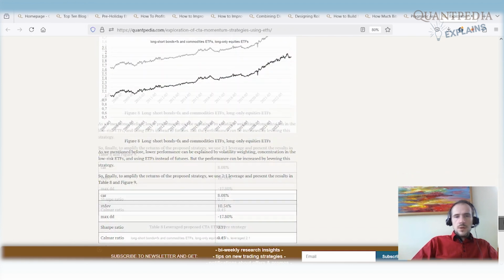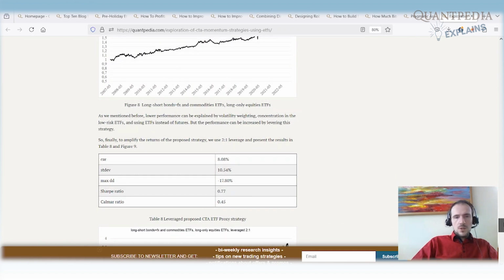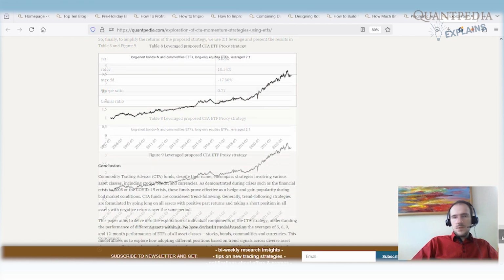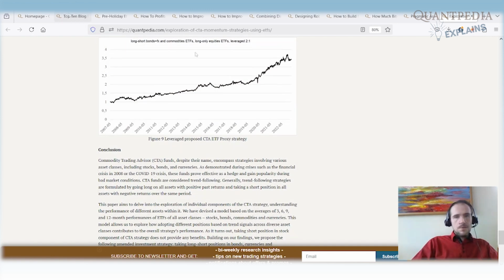When we remove the short leg, we have better performance, better Sharpe ratio, better Calmar ratio. We can leverage ETFs, we can have a nice strategy out of that. So that's our year 2024.